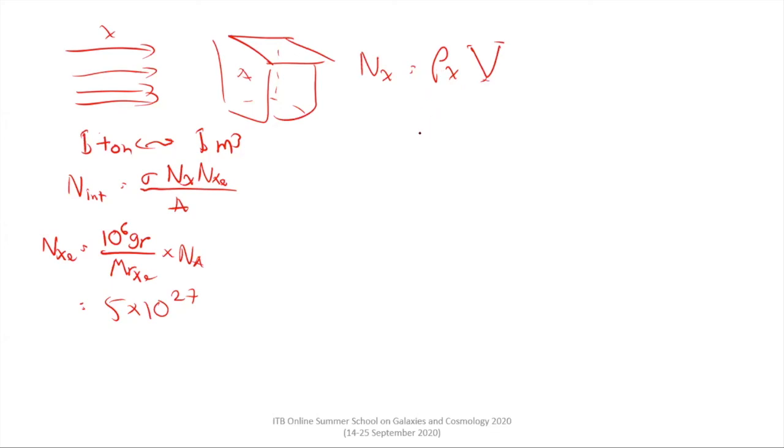Rho of dark matter, we have to rely on simulations or the rotational curve of the Milky Way, and we know it's about 0.3. So rho is about 0.3 GeV divided by m chi in GeV, per centimeter cube. So we know that value.